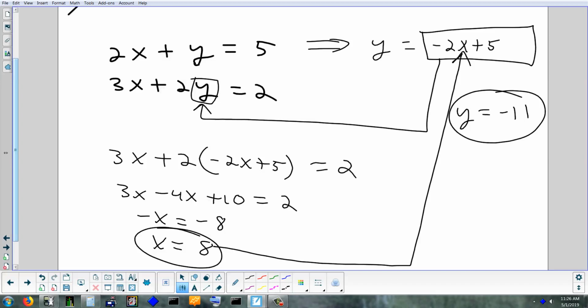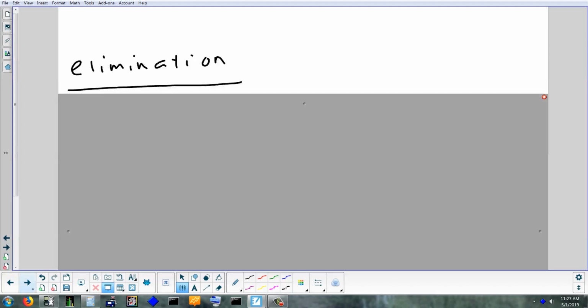Okay, so substitution works fine. It's not a bad method, but there's other methods that are a little bit better, especially when you get into ones with 3 variables, and that's elimination. So everything we do for the rest of today is going to be based on elimination.